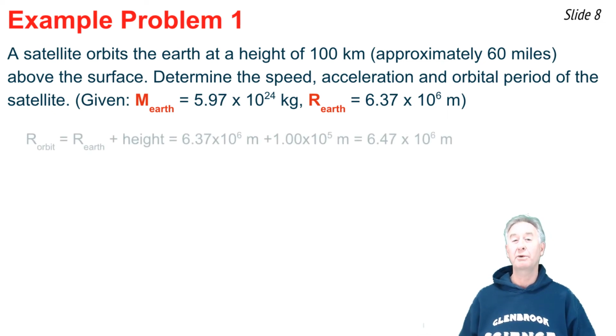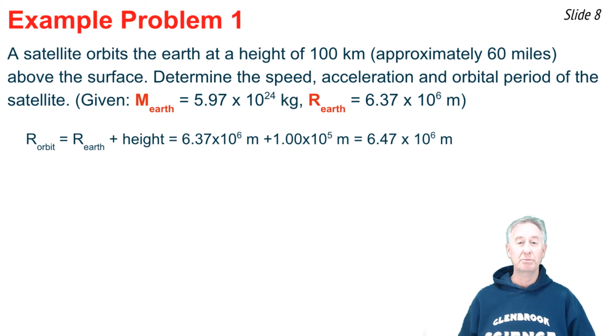So I need to take the radius of the Earth and add the height above the Earth that the satellite is. To do so, I need to first take 100 kilometers and convert it to meters, 1.0 times 10 to the 5th meters, and then add that on to the radius of the Earth. Once I'm done, I have the radius of the orbit, and that's the r value that's used in most of the circular motion and satellite motion equations.